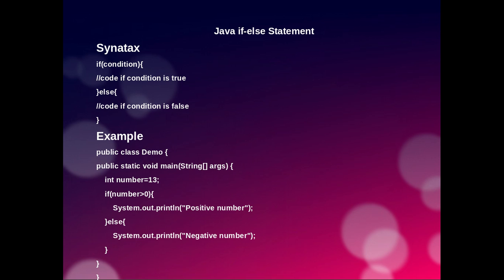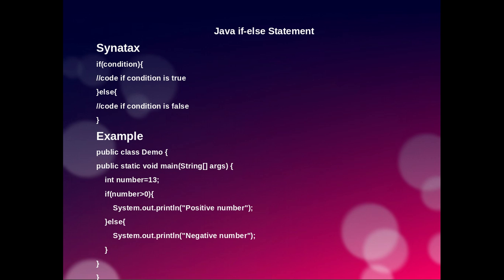The second statement is the Java if-else statement. It is another variation of the if statement. The syntax is: if the condition is true, then it will execute the set of statements. If the condition is false, it will execute another set of statements, that means the false block.